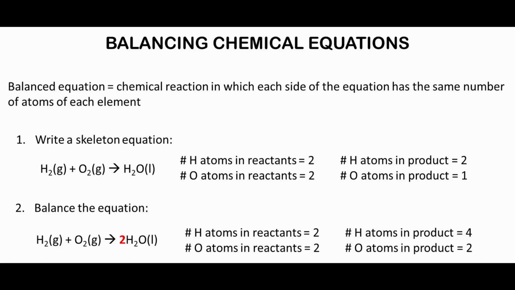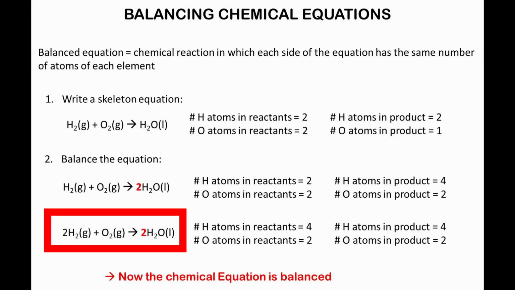Oxygen is not balanced, so we need to put a coefficient 2 in front of water. But now we notice that hydrogen is not balanced anymore. So, we have to put a coefficient 2 in front of hydrogen gas. Now the chemical equation is balanced.